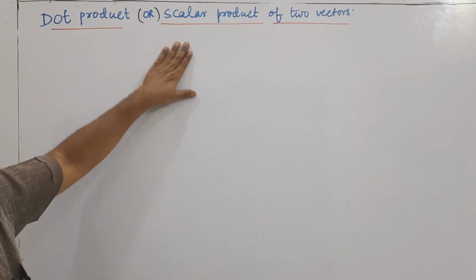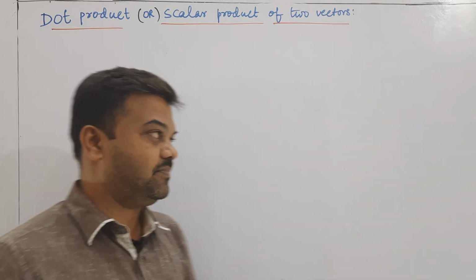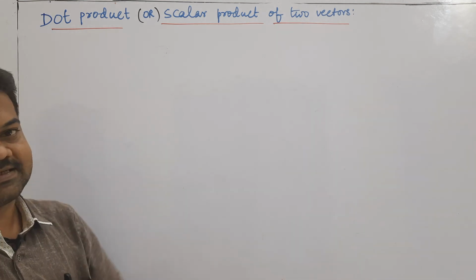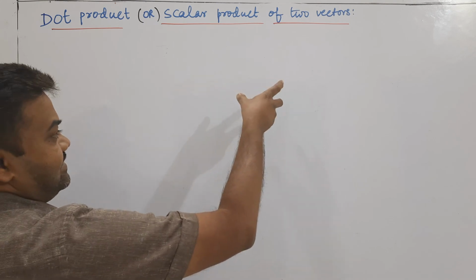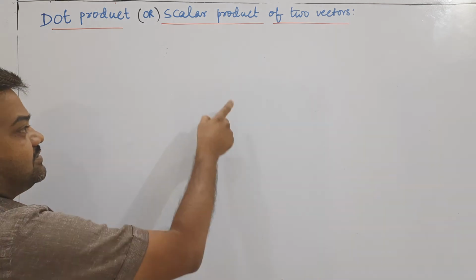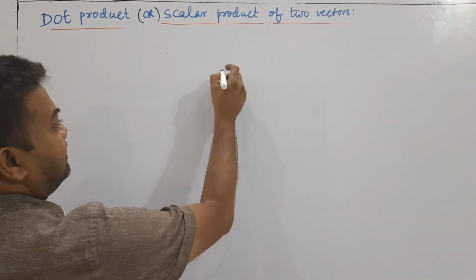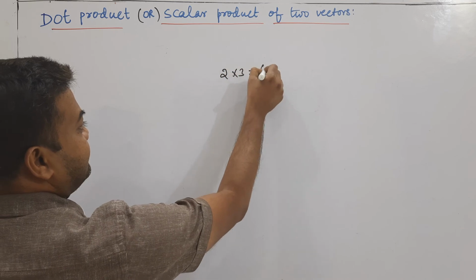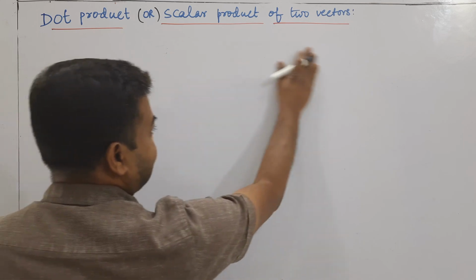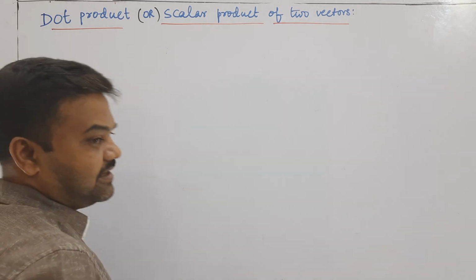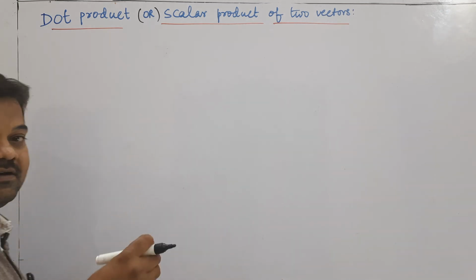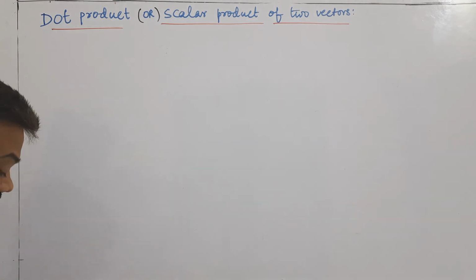Okay, then can we multiply two vectors? Can we multiply two scalars? Yes, 2 into 3 is 6. If you multiply any two scalars, the product is also a scalar. Okay, 2 into 3 is 6. That is nothing but 2 is a scalar, 3 is a scalar, 6 is also a scalar. But here, if you multiply two vectors, then what should be the product? What should be the resultant? Here, the resultant may be a scalar, may be a vector.